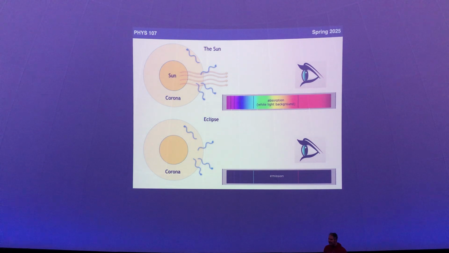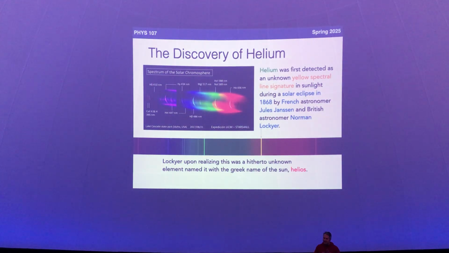So during an eclipse, you take a spectrum of the sun, you can actually see what the atmosphere is made of, and that's what they did back in the 19th century. Two people did this at the same time, and they found this. This is a spectrum that was taken later, so you can sort of see the arcs.